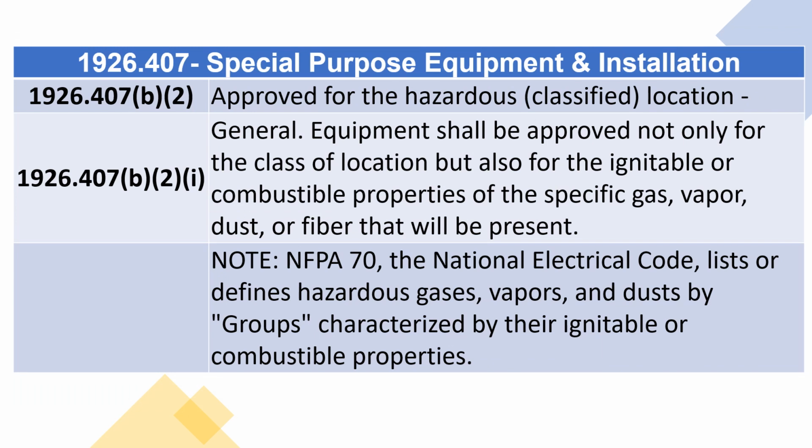1926.407 B2 Approved for the hazardous, classified, location. 1926.407 B2 I General. Equipment shall be approved not only for the class of location but also for the ignitable or combustible properties of the specific gas, vapor, dust, or fiber that will be present. Note: NFPA 70, the National Electrical Code, lists or defines hazardous gases, vapors, and dusts by groups characterized by their ignitable or combustible properties.